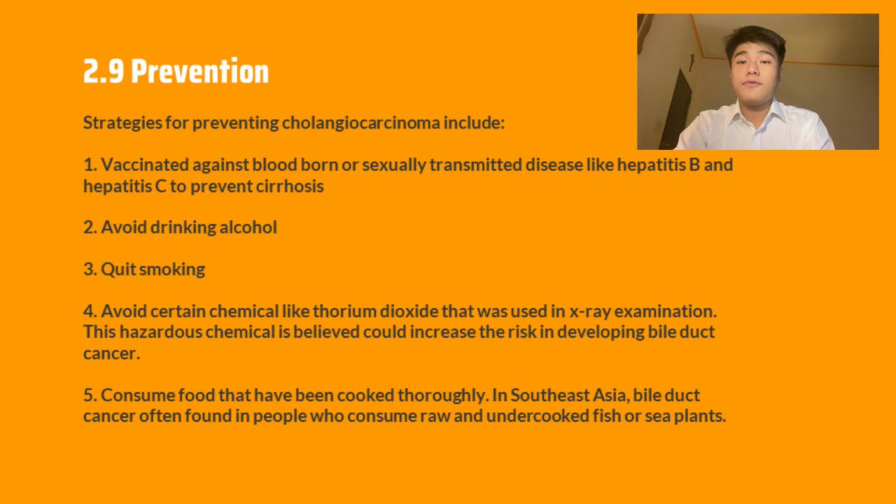This hazardous chemical is believed to increase the risk of developing bile cancer. And the last one is to consume food that has been cooked thoroughly. In Southeast Asia, bile cancer is often found in people who consume raw and undercooked fish or sea plants. Early detection is also another important part in preventing cholangiocarcinoma. In Thailand, the Ministry of Public Health has begun using plasma interleukin-6 screening in areas where infection with Opisthorchis viverrini, or liver fluke, is common in order to detect liver cancer.